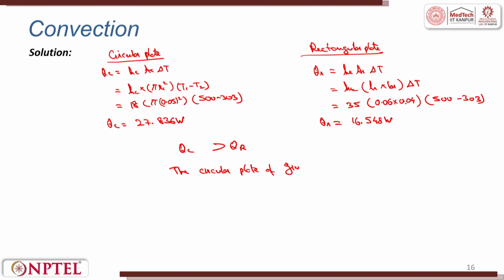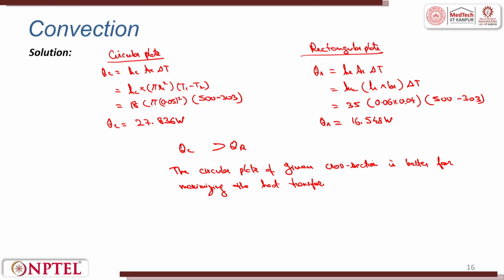This means the circular plate of given cross section is better for maximizing the heat transfer. Here we are talking about the convective heat transfer when the air is blown over the plate.